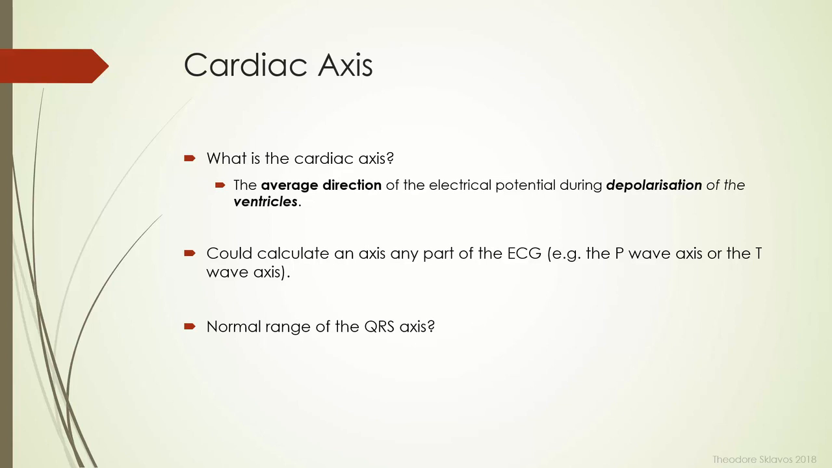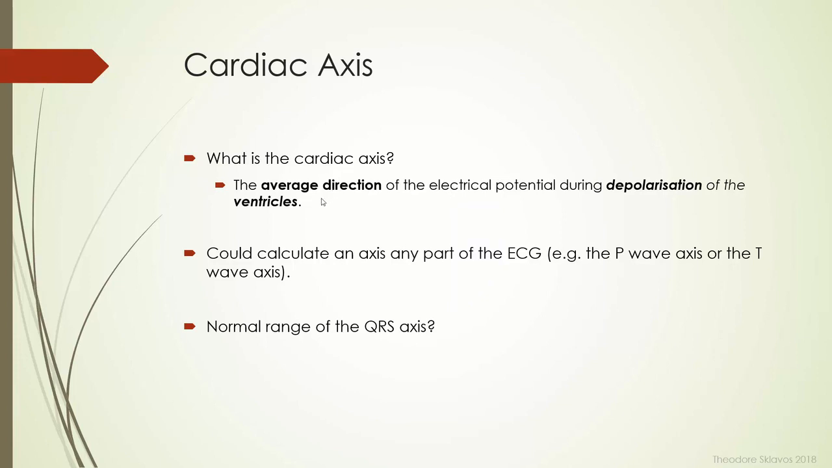Now, I want to emphasize that this is the electrical activity, okay? It's not the physical position of the heart in the chest, alright? So, if someone suddenly develops a right axis deviation, it's not because the heart is rotated around to the right, okay? It's electrical activity that we're talking about.